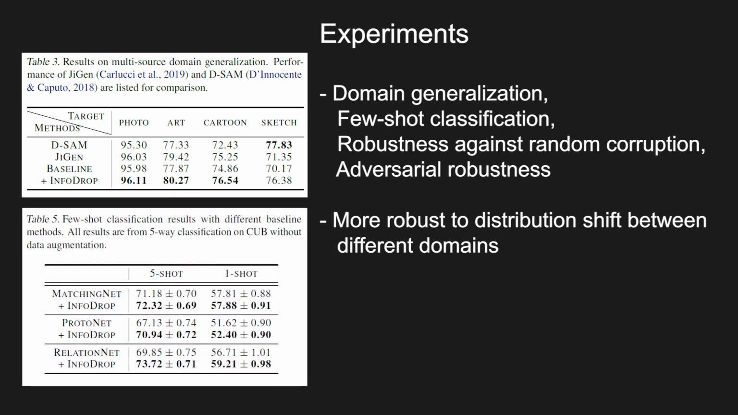The second table shows the result of InfoDrop on the few-shot classification task. On all three baseline models, the use of InfoDrop improves the robustness universally.